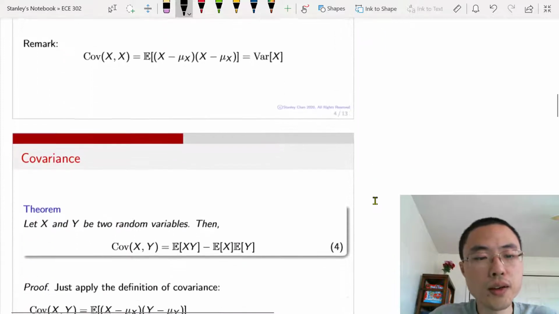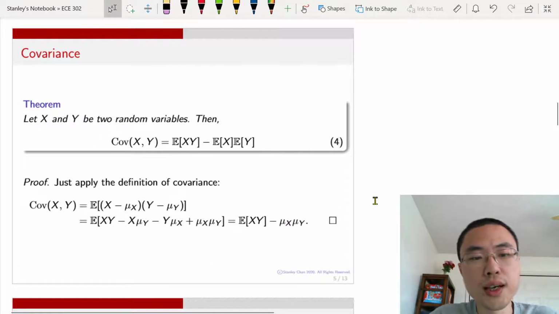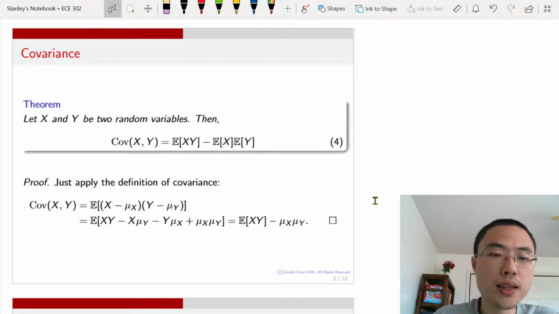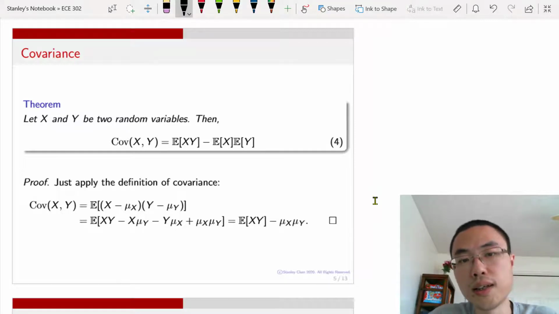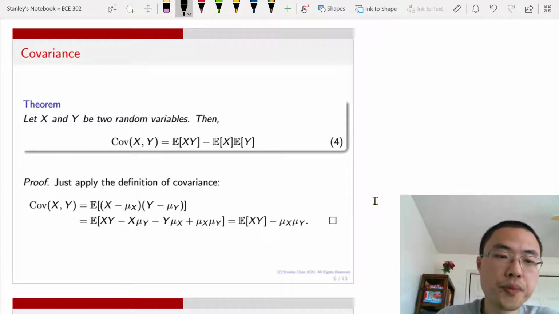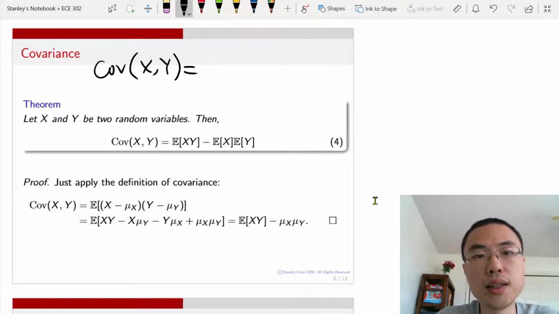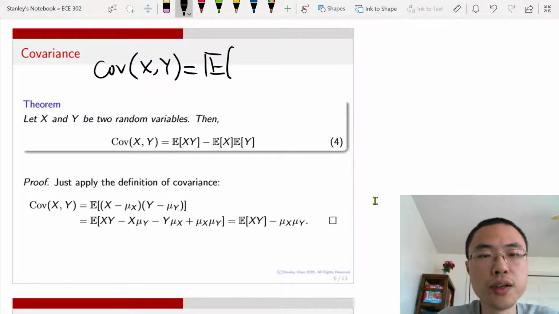Now, the covariance has a very nice property. You can show that the covariance of x and y can be written as the difference between the expectation of xy minus the individual expectations. Now, why is this true? Well, we know the covariance of x and y is really the expectation of x minus mu x and then y minus mu y.